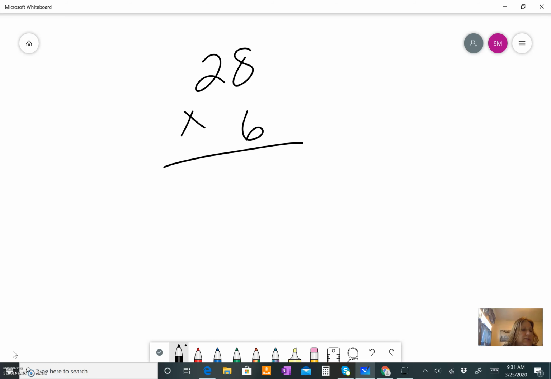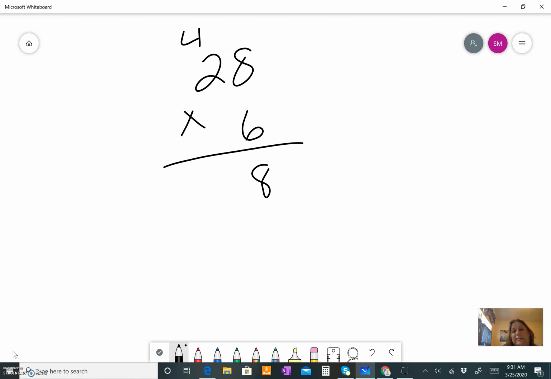This is the first example on your worksheet: 28 times 6. When we're multiplying, you want to ask yourself, what is 8 times 6? Well, 8 times 6 is 48. So we want to put down the 8, and we're going to carry up that 4. That 4 is just going to hold up there.